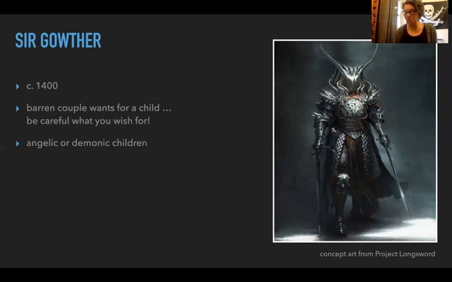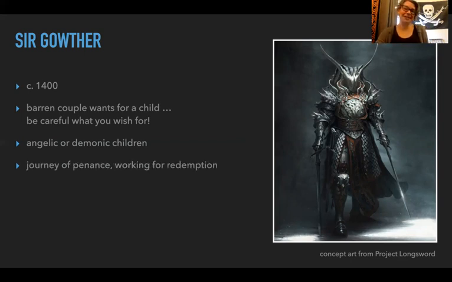So it's part of this group of stories that feature angelic or demonic children, and the angelic children are obviously super virtuous right from the get-go, wise beyond their years. The demonic children are just a terror right from the get-go. You will see that with Gowther. He does a lot of really bad things, and then has to make up for it. So after all the terrible things that Sir Gowther does as a child and as a young man, he goes on a journey of penance. He works for his redemption, and his quest is all about trying to make up for the bad things that he did early in his life.